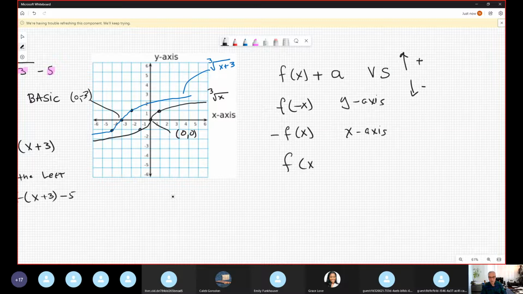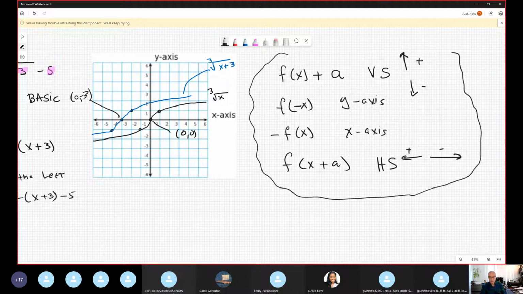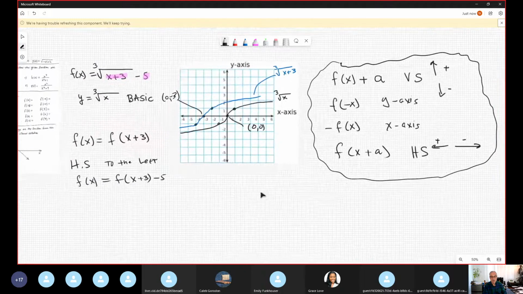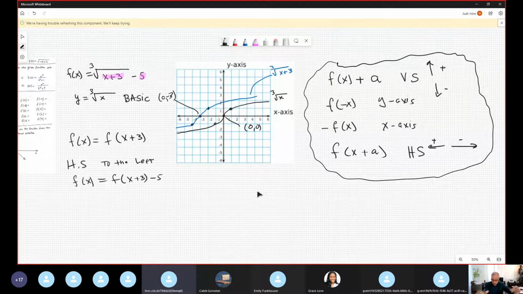And horizontal is similar, but inside the parenthesis. This is a horizontal shift. In this case, we have two possibilities. When it's positive, left. When it's negative, right. In a few words, I condensed the most important information that you need to remember to understand transformations. Make sense? Question?